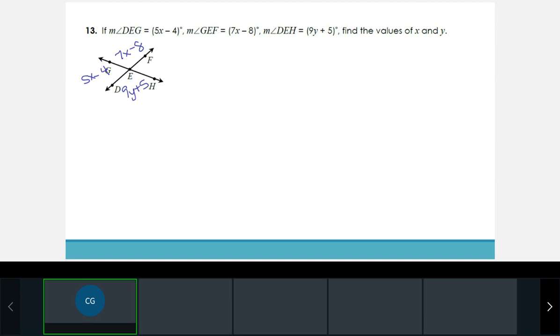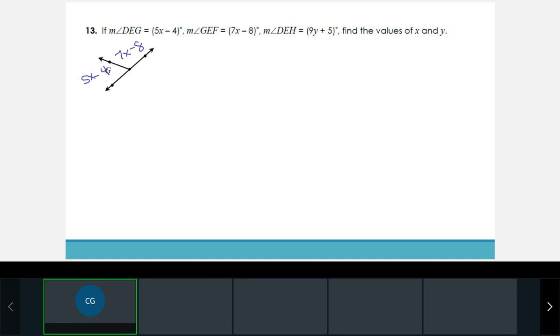Okay, so I see 2 expressions with x's and 1 expression with y. We're going to pretend that that y is not there. We're going to actually just ignore this whole bottom part. Pretend it's not there. Goodbye. All right, I'm only going to look at that piece for right now.